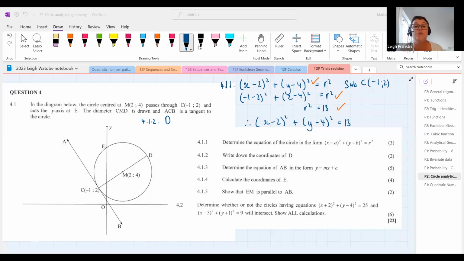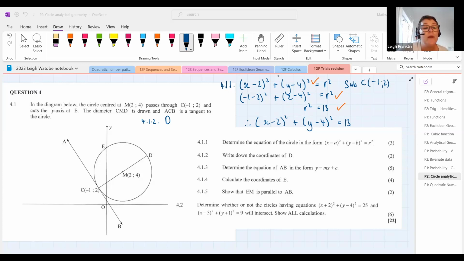Yes, Tsegofatso, you could use midpoint formula, because CMD is a diameter. So MC equals MD, right? So yes, you could use midpoint formula. What's the other way that we could do this? So CMD is a straight line. So when we work along a straight line, we could also use translation. Exactly, Mamelo. So we can use translation.